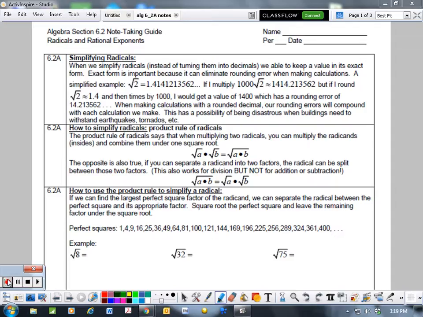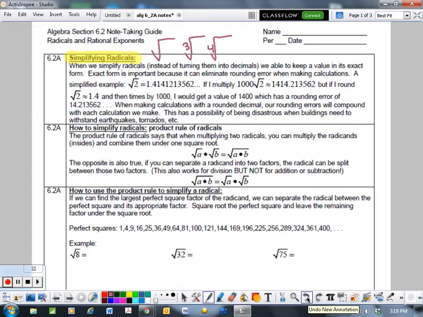So we're going to go ahead and start with 6.2a, the very first part that you need to know, and that is simplifying radicals. Now, a lot of people ask me what a radical is, and a radical is like a square root. That's a radical. And then we have a cubed root and a fourth root. So those root signs, the square root really doesn't have the 2 because it appears so often. We don't always write that 2, so I can really undo that 2 if I wanted to.